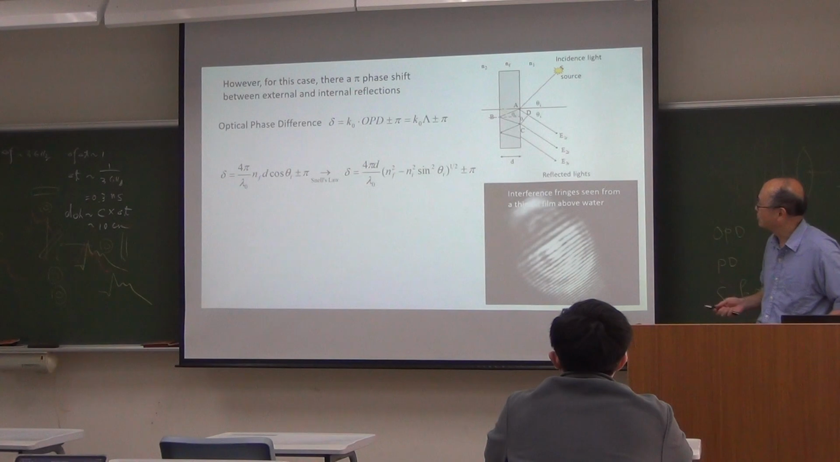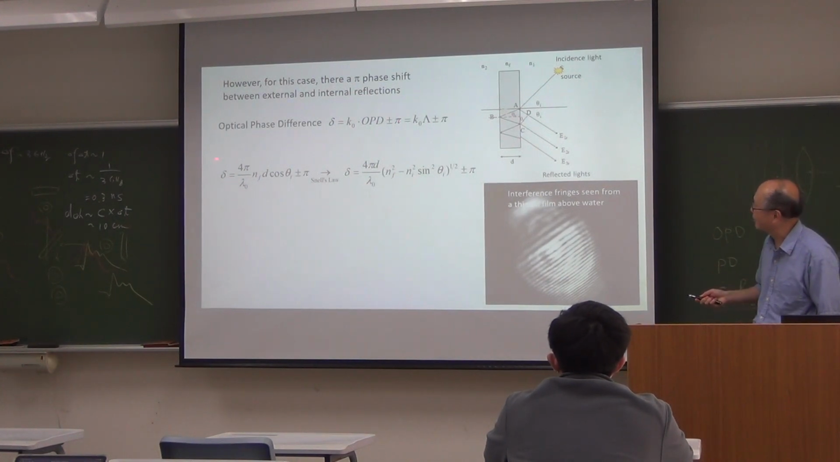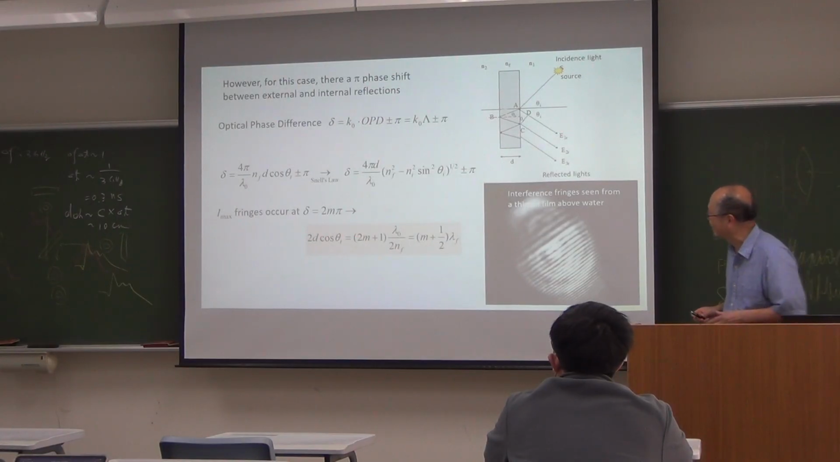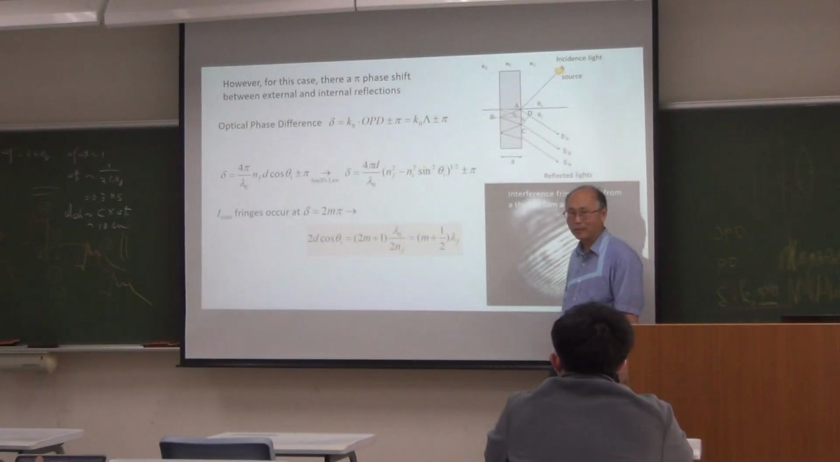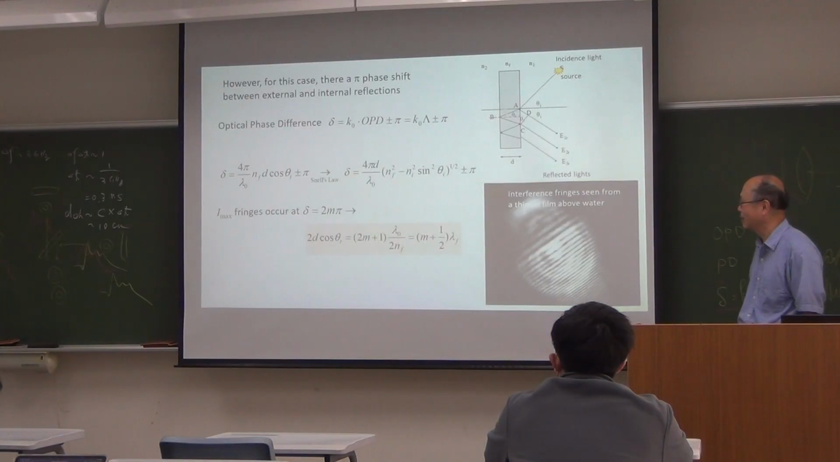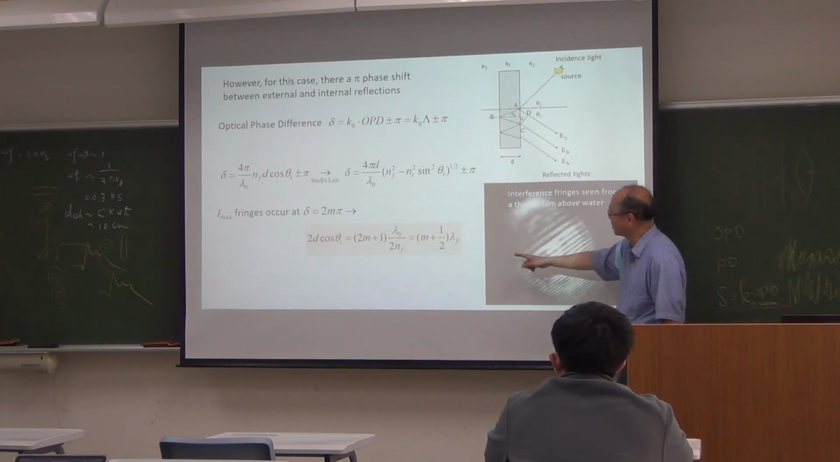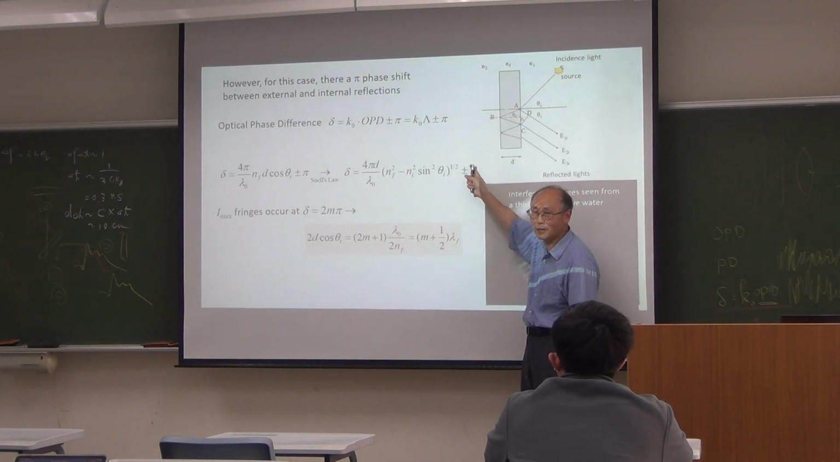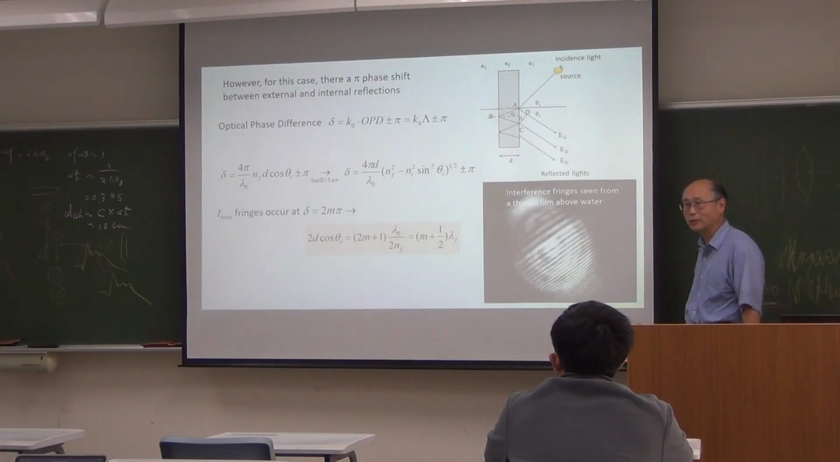So once you have the optical phase difference, then you can count the fringes. You can count the fringes when this optical phase difference is an integer multiple of 2 pi. Then this optical path difference is an integer number of wavelengths plus half wavelengths for the bright fringes. The reason for this additional half wavelength is because there's a pi phase shift right here from the internal and external reflection.